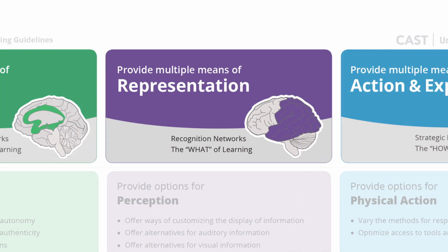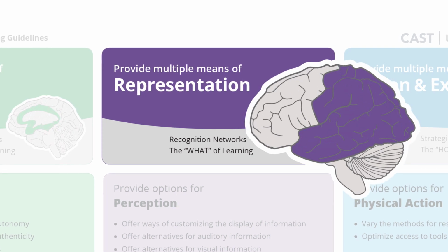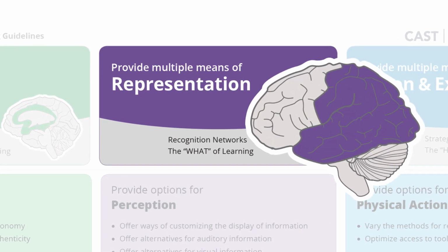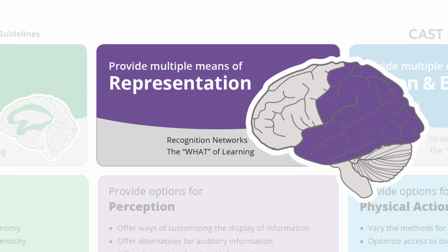So if we've got a learner who's engaged and ready to learn, they're interested, then we want to make sure we're providing options and choice in how the content is shown or how the information is represented. This is multiple means of representation based on the recognition networks of the brain, which support us to take in information and make sense of it. As educators, we don't want to ruin their sense of engagement by presenting our content in ways that are difficult or even impossible to access.